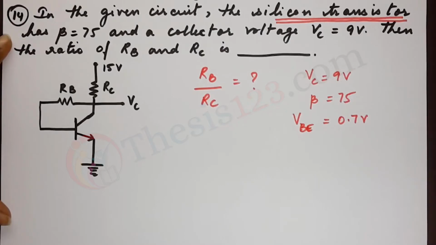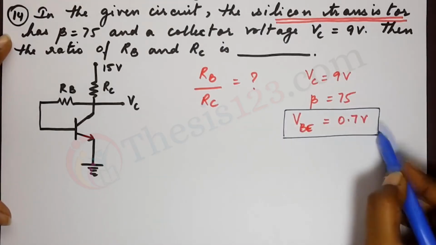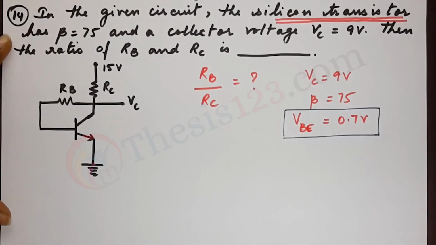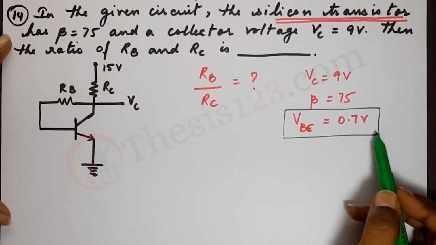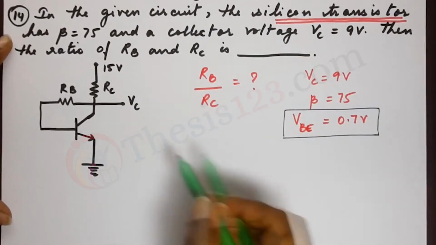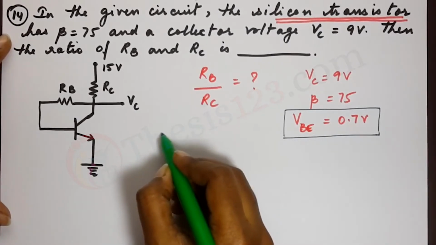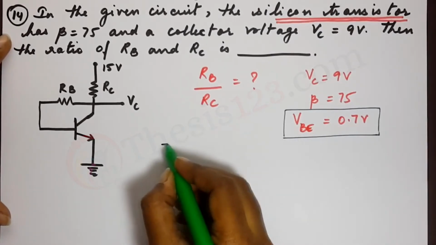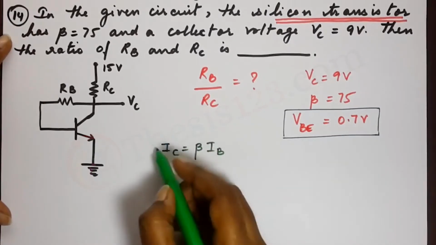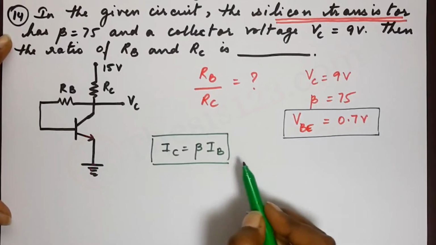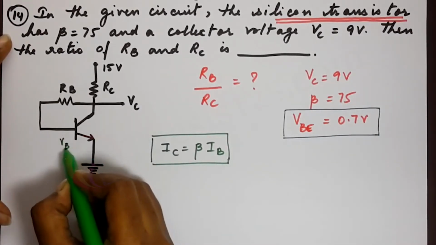Sometimes the value may not be given, but it's a standard value and it's good to remember. So we have VBE equal to 0.7 volts, standard value. Now let's look at the normal relations that we have. We know for a transistor that IC is equal to beta IB. Now this is another relation. Here this is VBE.